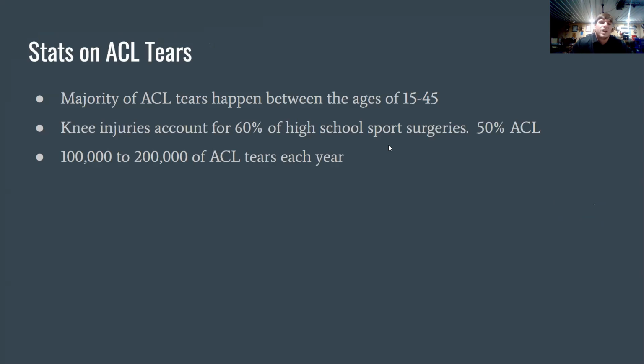So, some stats on ACL tears. The majority of ACL tears happen between the ages of 15 through 45. All the way up to 45 seems shocking, but if you really think about it, most 45-year-olds are still active. They're walking, they're doing other things. They're not just sitting around like the older population. Especially 15 to 22. That's when a lot of your kids are still active. They're playing sports, and that's when you're most likely to tear it.